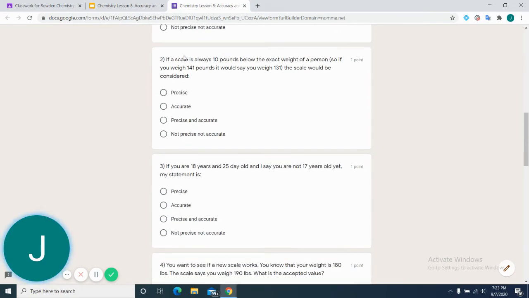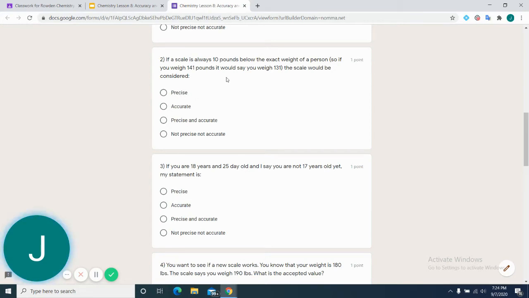If the scale is always 10 pounds below the exact weight of a person. So if you weigh 141 and it says exactly 131, then is the scale accurate? Is it saying the correct information? No, it's not. But does it always say something very specific? Yes. It's always exactly 10 below you. So it's precise. It is not accurate.